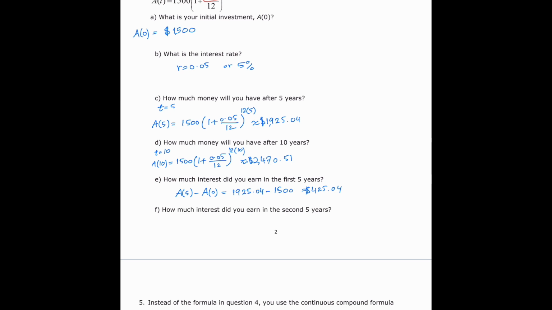How much interest did you earn in the second 5 years? So in the second 5 years, you're going to take the amount that we made after 10 years minus the amount that we made after 5 years. That is going to compute the last 5 years. So it's going to be 2,470.51 minus 1,925.04. So that is going to be equal to $545.47.